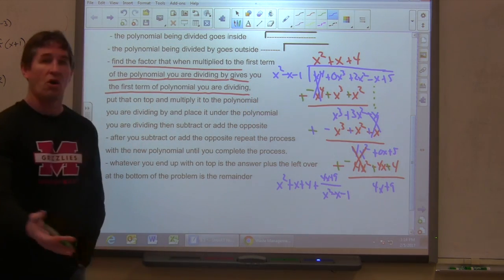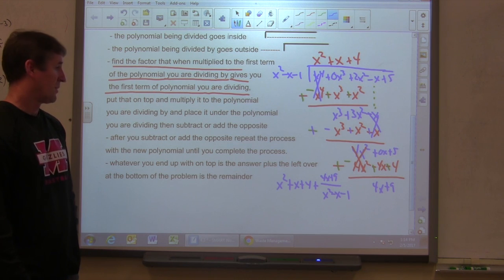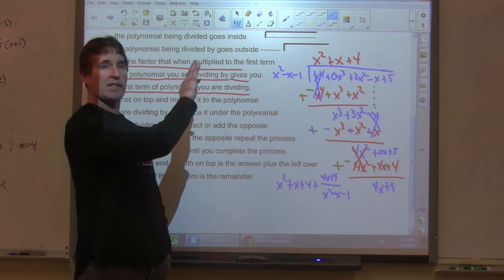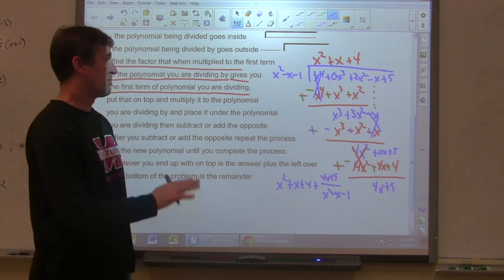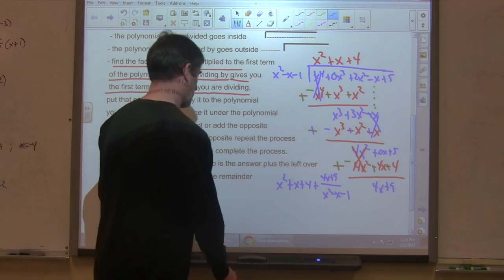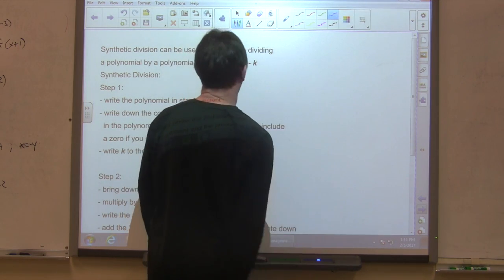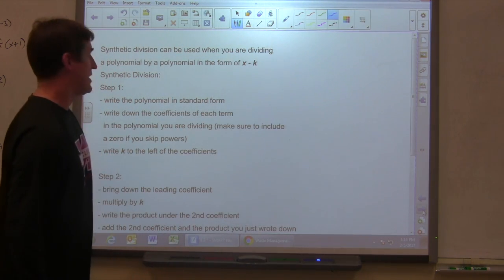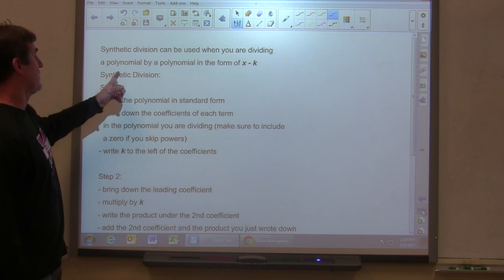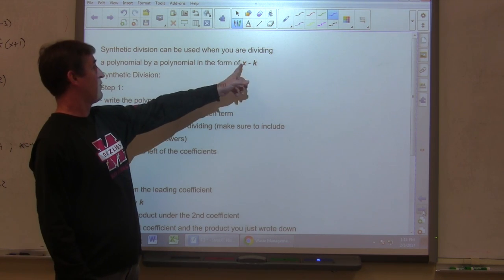And so that is long division with polynomials. Okay, again, process is long. Just be careful with things and it shouldn't cause you too much trouble. Synthetic division is what we're going to do next. And synthetic division is much easier. The problem with synthetic division is it only works when it's in the form of x minus k.